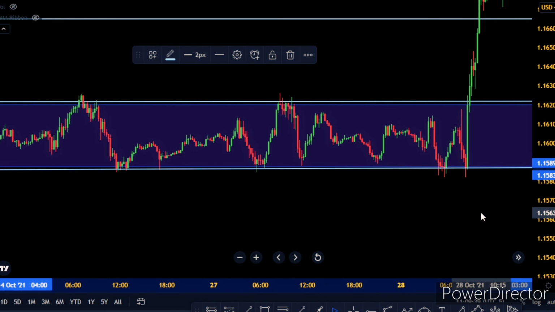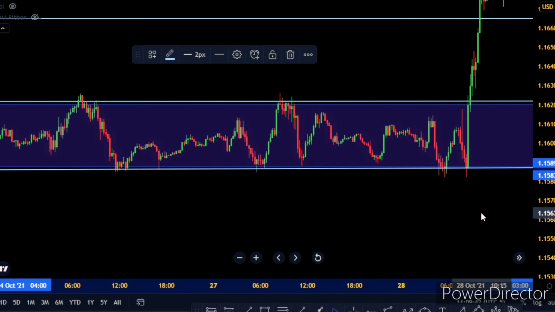And don't forget rule number 1: resistance can turn into a support level, and a support level can turn into a resistance level in the future. Rule number 2: the more price is testing a level, the stronger the level is. The more price is testing this level, the stronger it is.